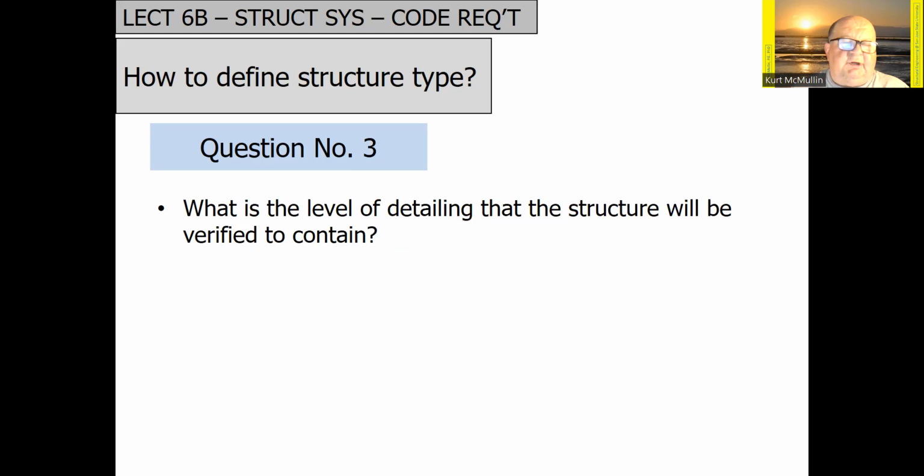The third question is, what's the level of detailing that the structure will be verified to contain? We haven't talked very much about detailing. We'll get into that more as we get deeper into the subject. But basically it's what are some of the items that are going to need to be checked by the engineer to verify that this structure should be able to behave in a ductile manner.